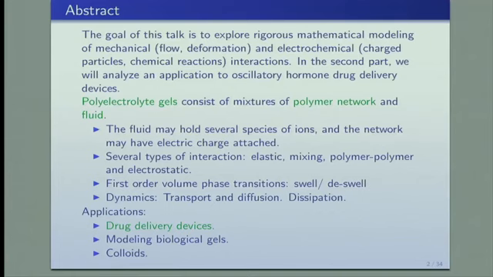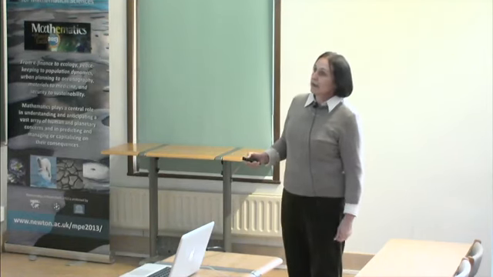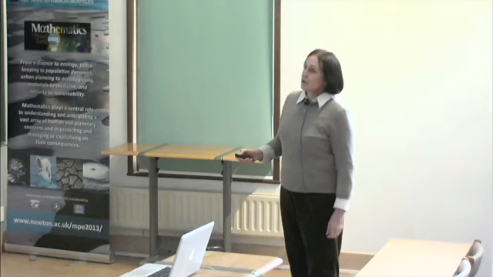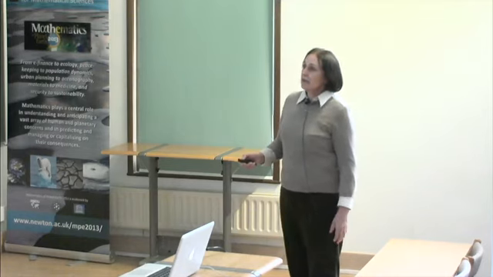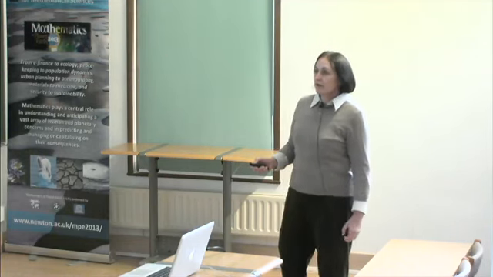So polyelectrolyte gels, we think of them as mixtures of polymer networks and fluid. The fluid may hold several species of ions, and the network may have electric charge attached. Then we see several forms of interaction. I will go into this in a little more detail: elastic mixing, polymer, and electrostatic. We see first order volume phase transitions. And then there is a great deal of dynamics, transport and diffusion, with a significant role for the dissipation.